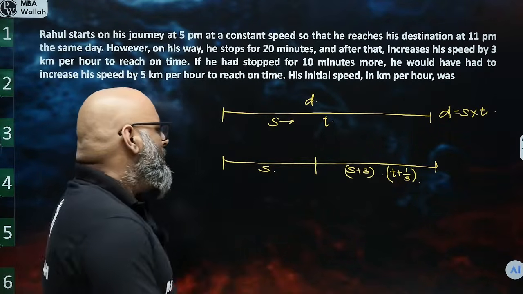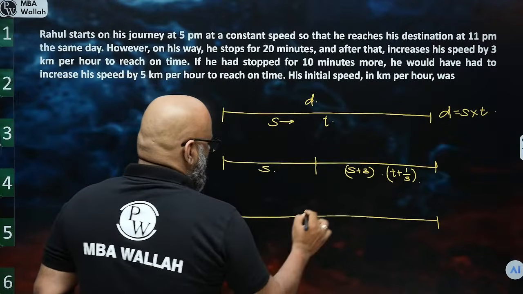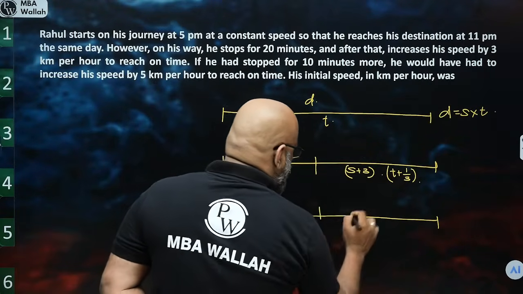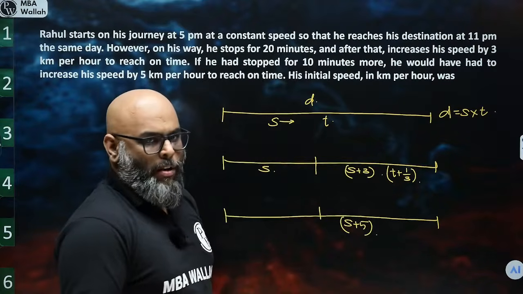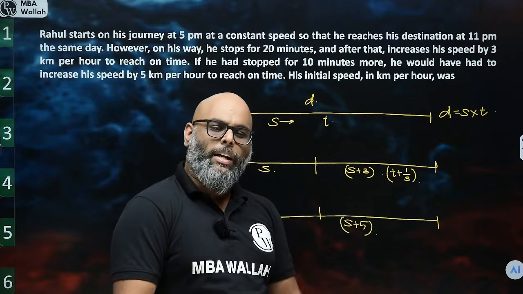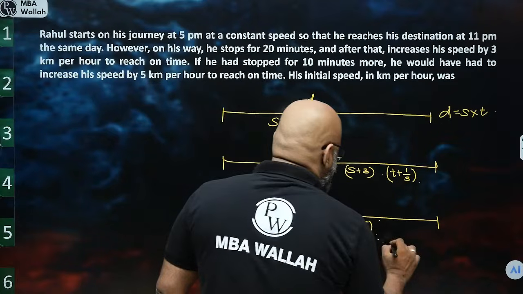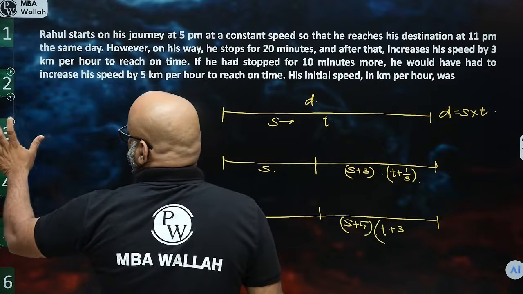Now, if he had traveled this distance at s plus 5, he could have waited for 10 more minutes, which means instead of resting for 20 minutes, he could have rested for 30 minutes. So that compensation will also get added here: t plus 30 minutes, which I write as t plus 1 by 2.